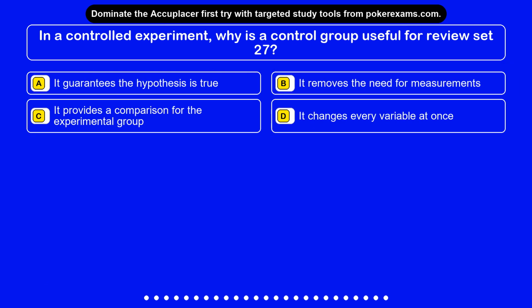Question 25. In a controlled experiment, why is a control group useful for review set 27? Option A. It guarantees the hypothesis is true. Option B. It removes the need for measurements. Option C. It provides a comparison for the experimental group. Option D. It changes every variable at once.